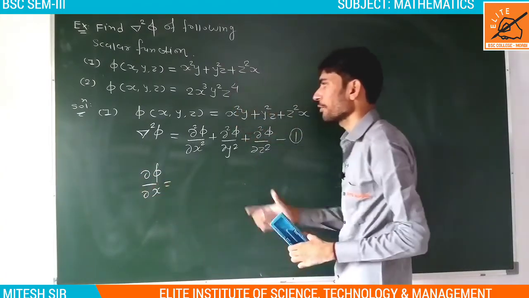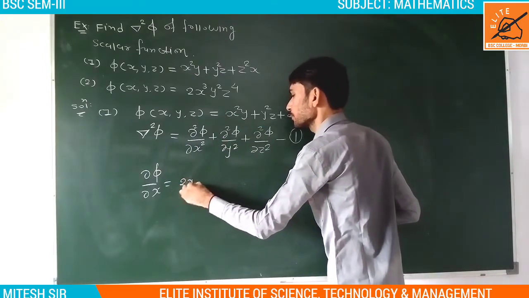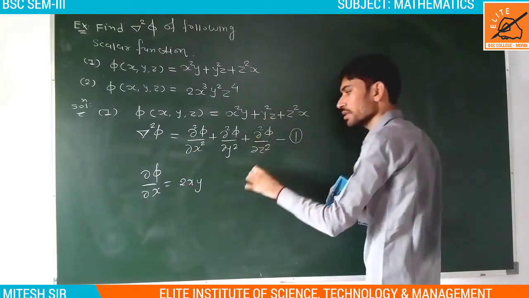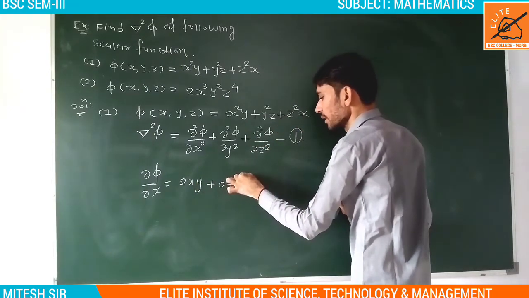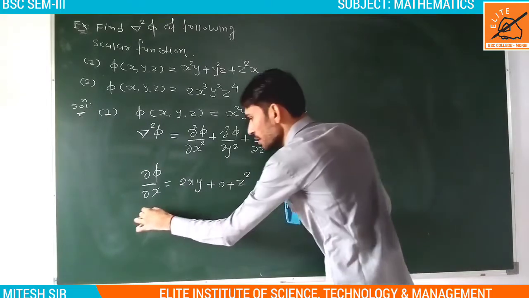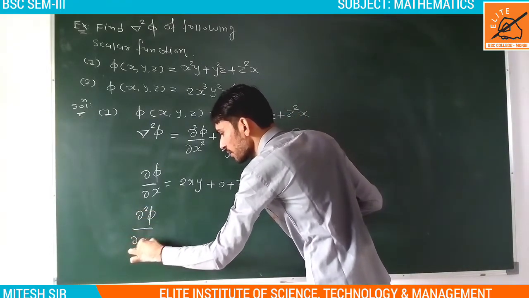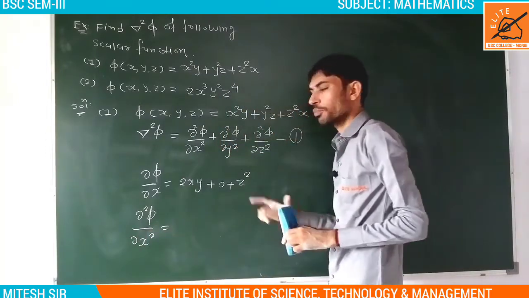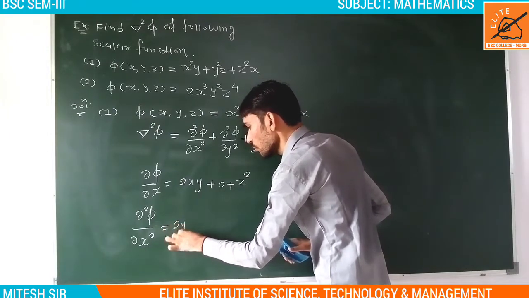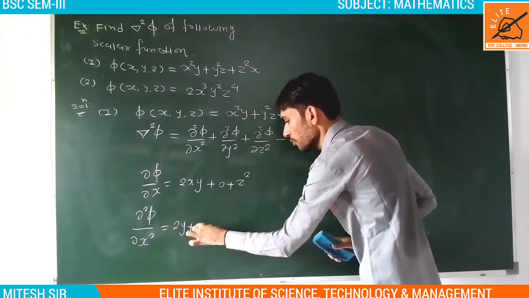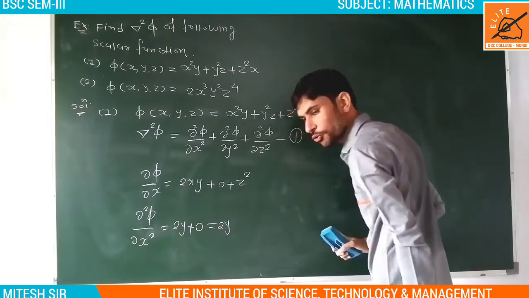So what is the partial derivative of our function phi with respect to x? 2xy, y square z becomes 0, plus z square x gives us z square. Now we are doing the second time with respect to x. That means we write as del square phi by del x square. Again friends, partial derivative with respect to x. So 2xy becomes 2y, z square becomes 0. So final is 2y. So value of del square phi by del x square is 2y.